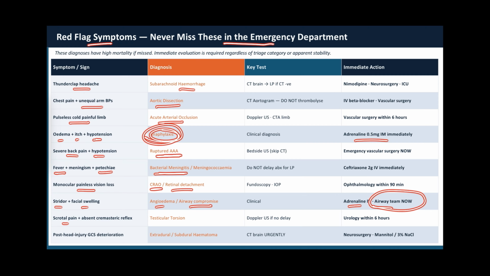Patients with scrotal pain and absent cremasteric reflex should suspect you for the testicular torsion. This is a surgical emergency. Need urology or the general surgery referral immediately.